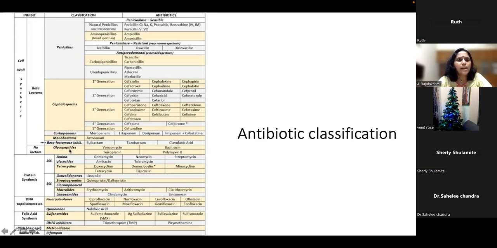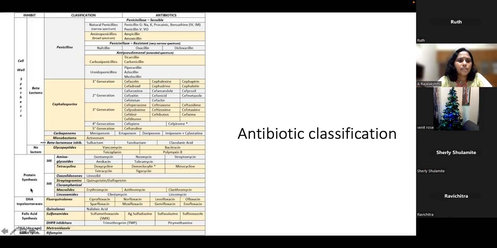Among non-beta-lactams, you have the glycopeptides, which act again on the cell wall but don't have a beta-lactam ring, and these include vancomycin and teicoplanin. We also have the lipopeptide, which is daptomycin. And we have polymyxin B and bacitracin.